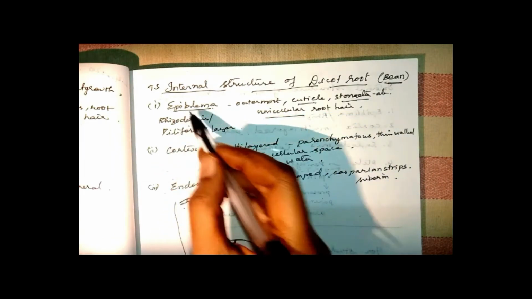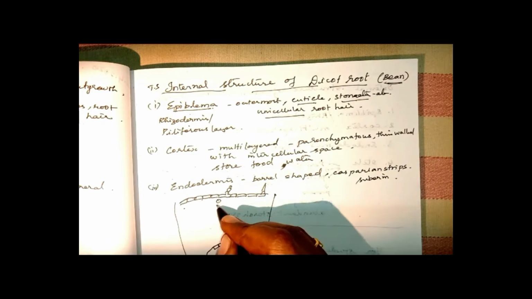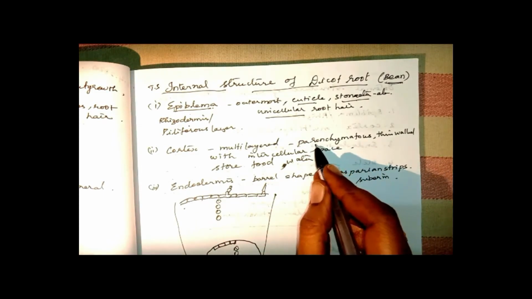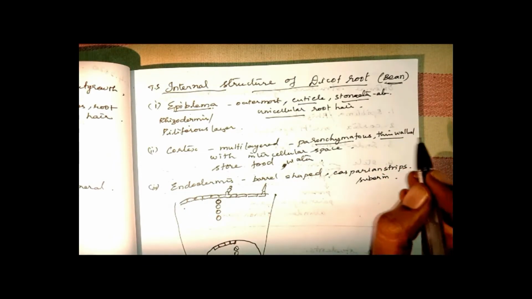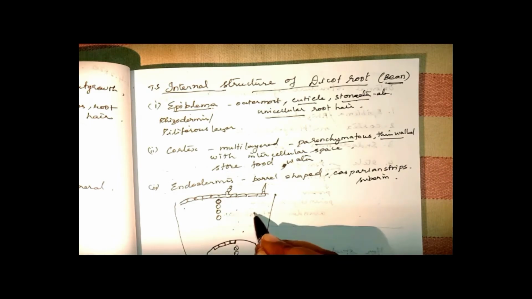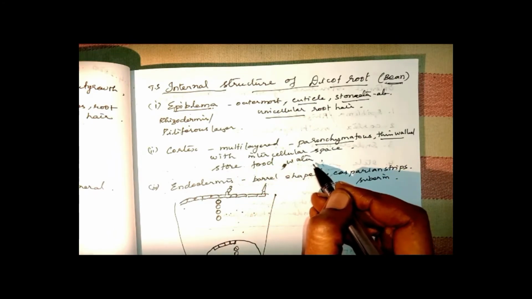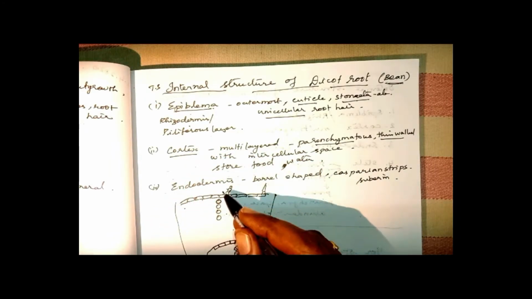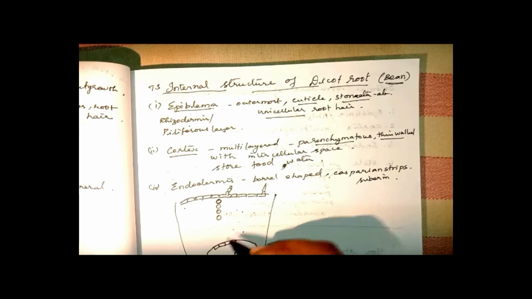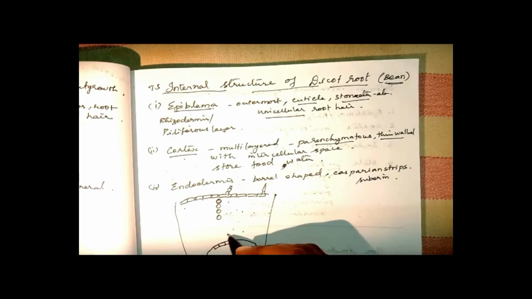Next layer inner to the epiblemma or rhizodermis is called cortex. Cortex is multi-layered, many layers of parenchymatous cells, and the walls of the cells are very thin, with large intercellular spaces present, and these cells are meant for storing food and water. So this is the second layer, which is called cortex. In between the endodermis and epidermis lies the multi-layered parenchymatous cortex.